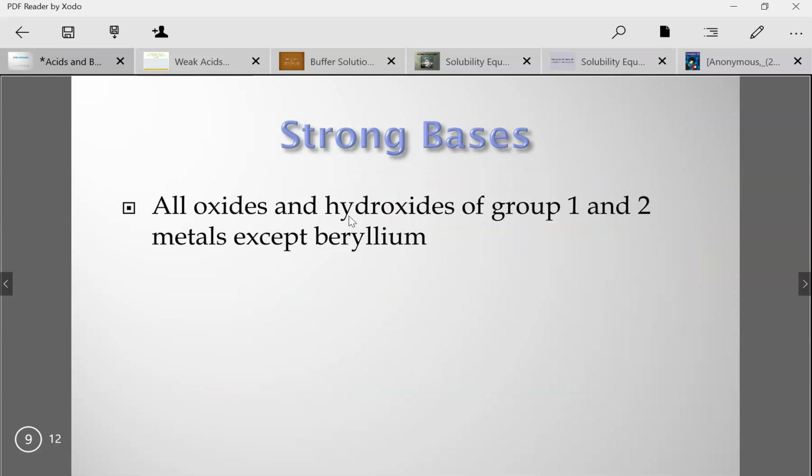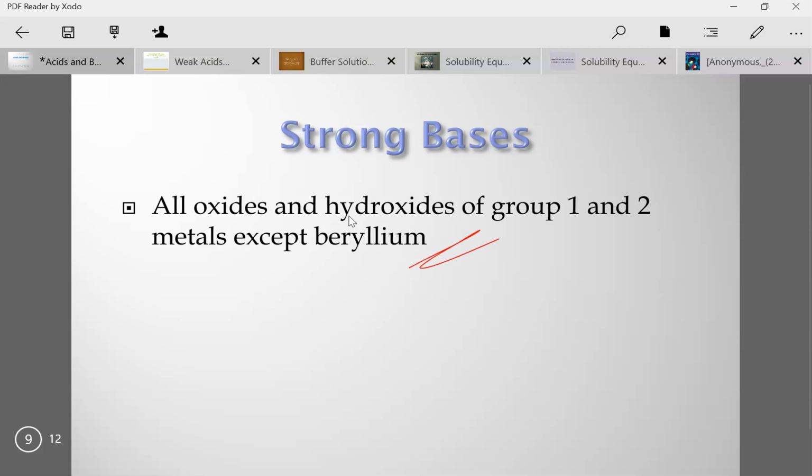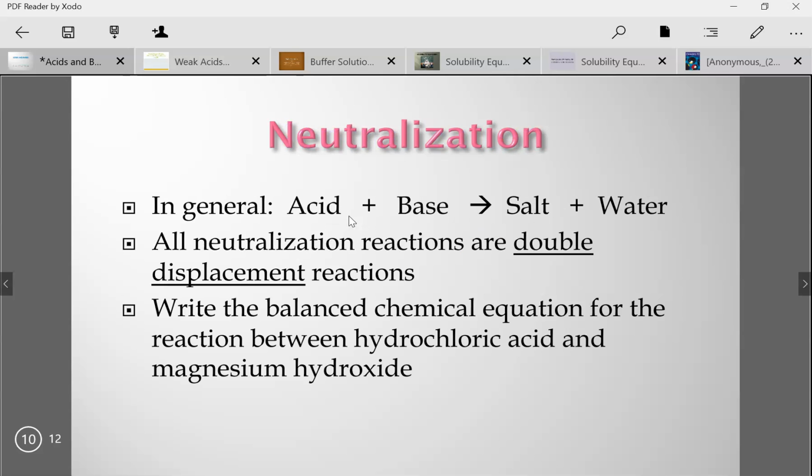Strong bases are all oxides and hydroxides of group 1 and 2 metals except beryllium. And you'll know a weak acid when you see one because it will usually be a nitrogen containing compound. Most weak acids have nitrogen in them. However, there are exceptions, and it's good to know this just for the future.